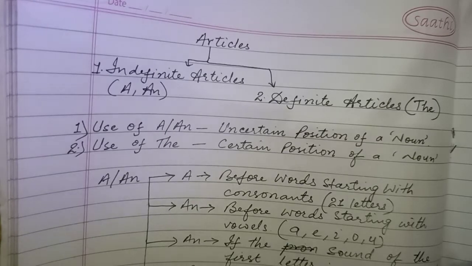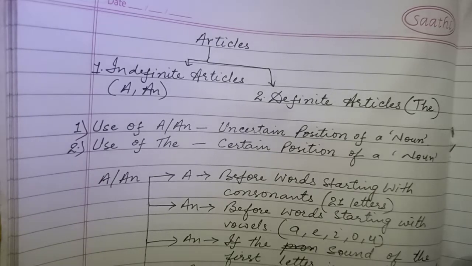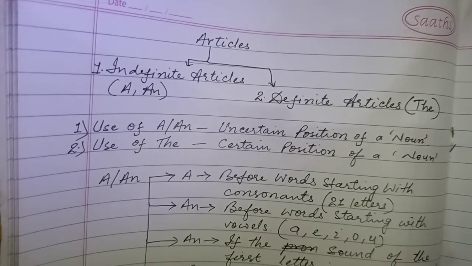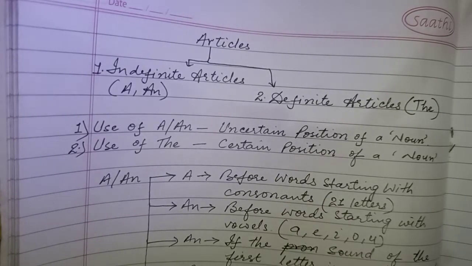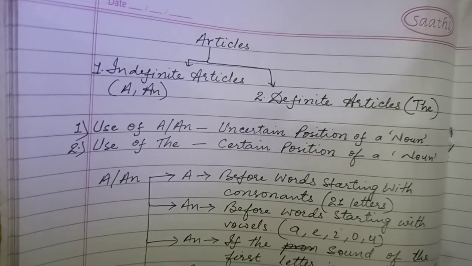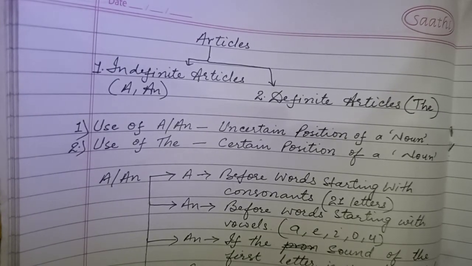Actually, where are a and an used? This is very important for everyone to know. A and an are used before an uncertain position of a noun. For example, if you are saying he is a boy, boy is a noun, and to make the noun's position uncertain, a is used. Whenever it is an uncertain position of a noun, you can use a, but that noun must be a singular noun.